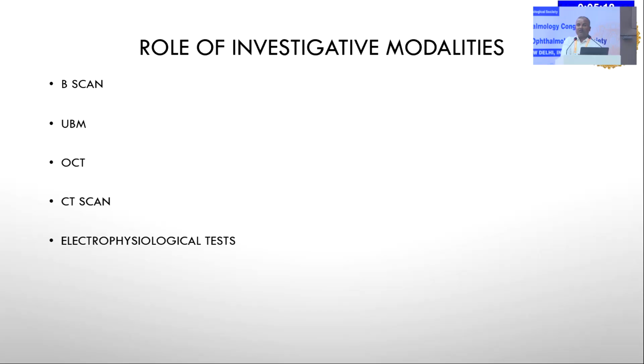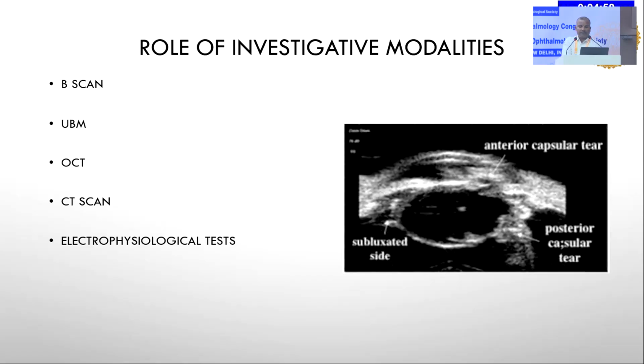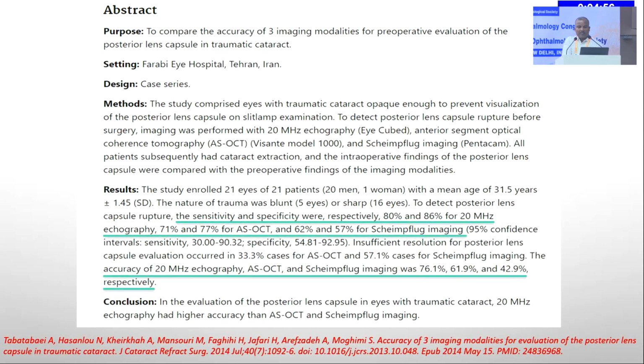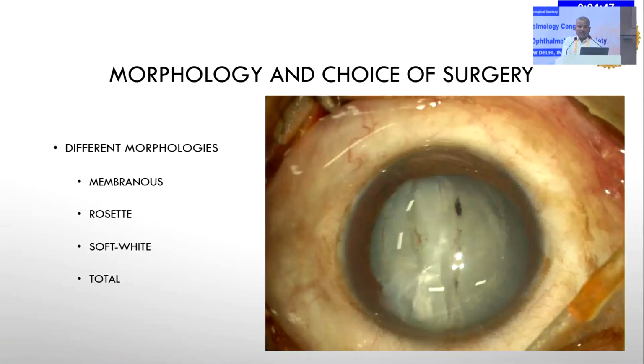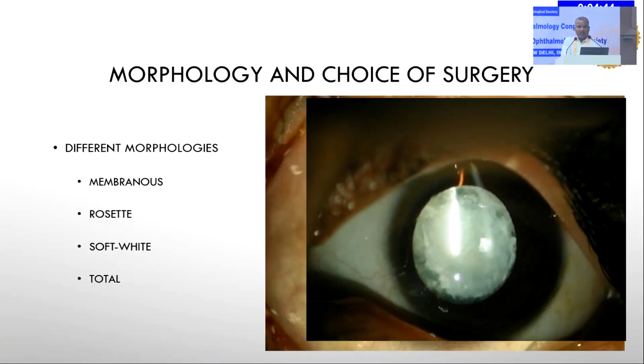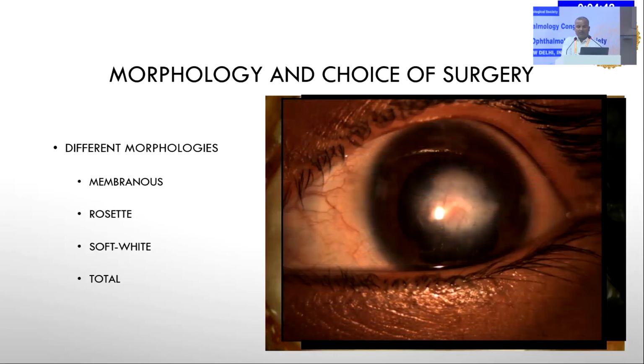The role of investigative modalities should not be underestimated, especially in hazy media. We have access to B scan, though there may not be access to OCT, anterior segment OCT or UBM, but one should do B scan when the media is hazy. In a study, it was found that UBM has better sensitivity and specificity compared to other investigative modalities. It can present in different ways: typical rosette, total cataract, maybe associated with opacity.